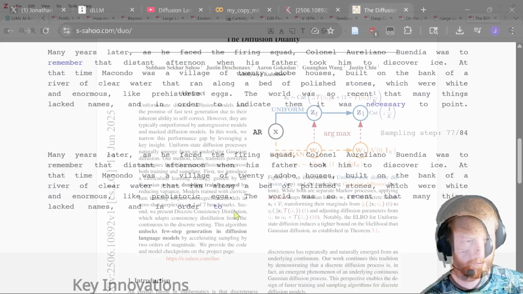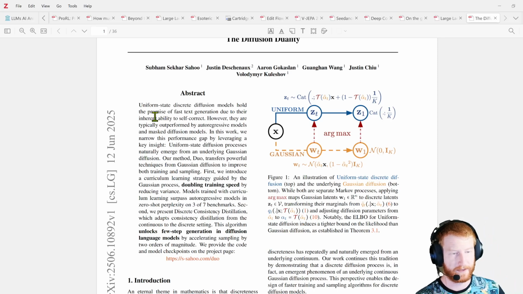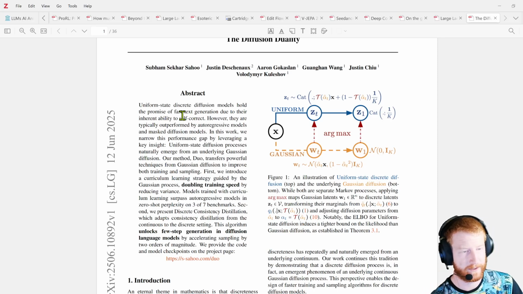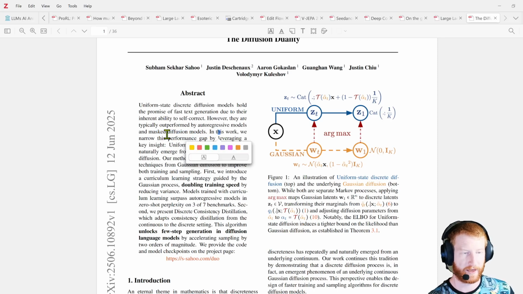Okay, so back to Zotero. So yeah, they say these models are exciting due to fast generation and self-correction, but they're typically outperformed by autoregressive models and masked diffusion models. And so in this work, they narrow the gap by leveraging a key insight.